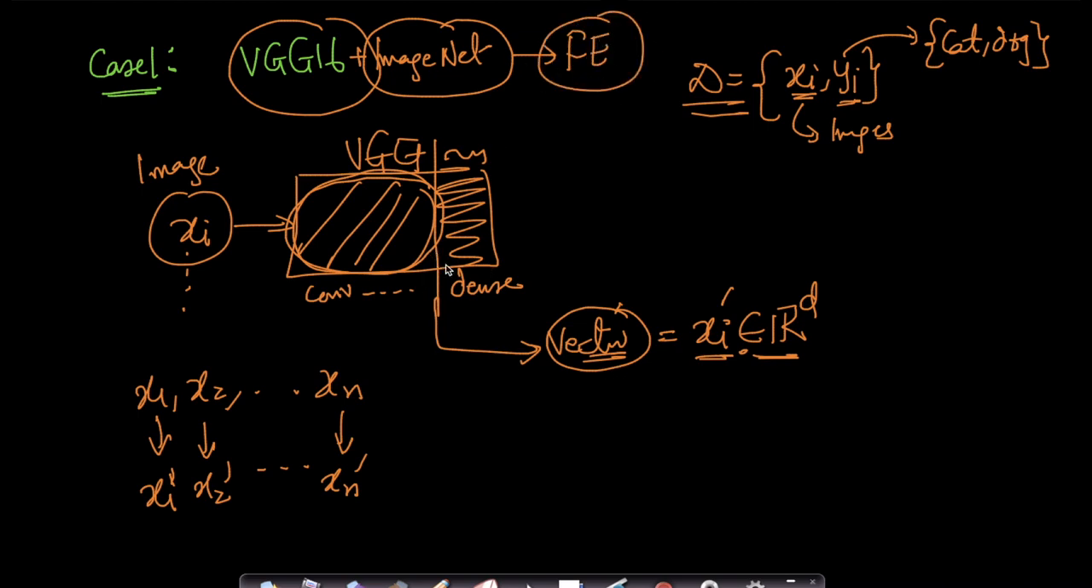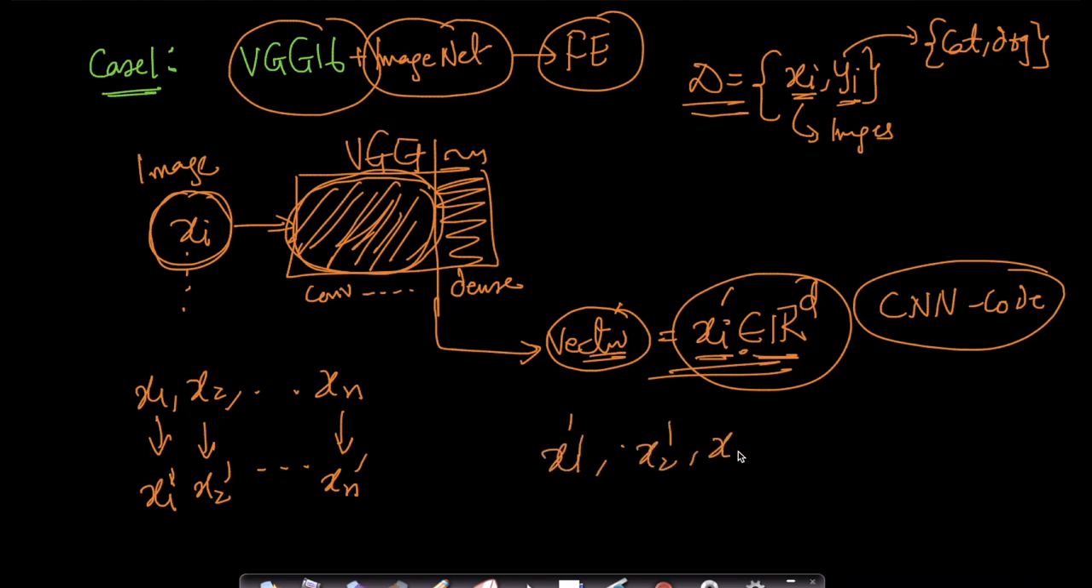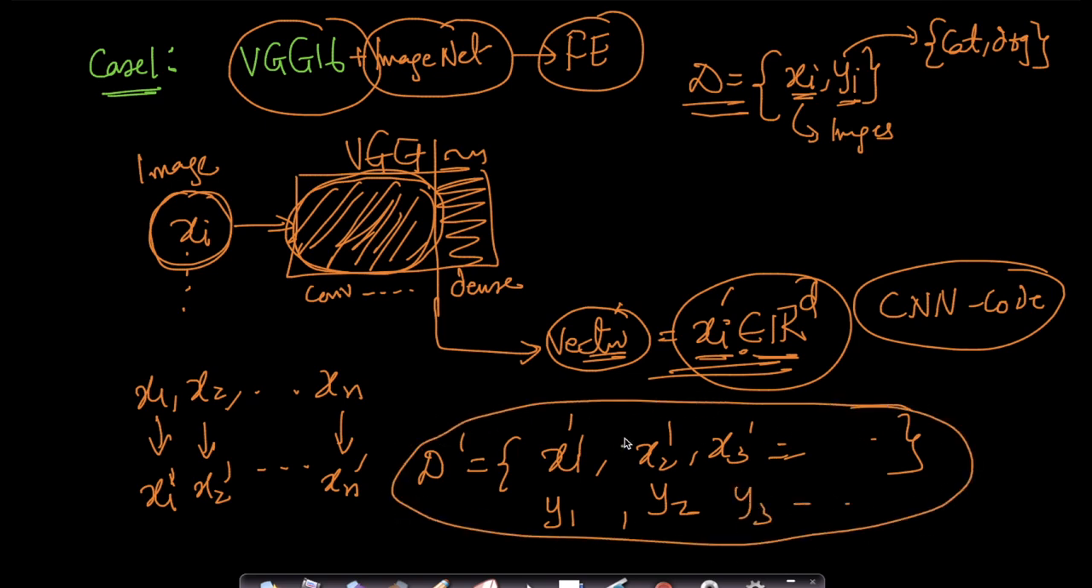And the dense vector that you get here is called a CNN code. Because what is it doing? We are using the convolution layers of the VGG network to actually convert an image into a vector, into a code. And now I have my x1 dash, x2 dash, x3 dash. I have this new data set. Let's call this data set D dash. Correspondingly, I have my y1, y2, y3, etc. On this data, I'll train a simple model. Because I have a 2-class classifier, I can train a simple linear model like a logistic regression. Okay, this is case 1.